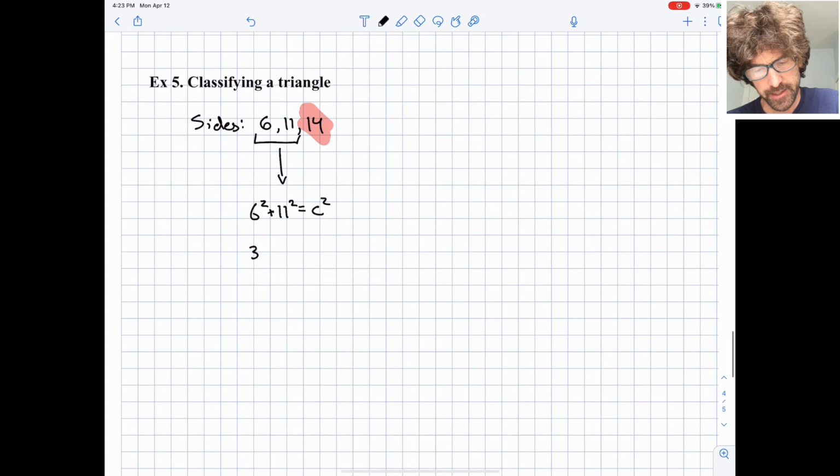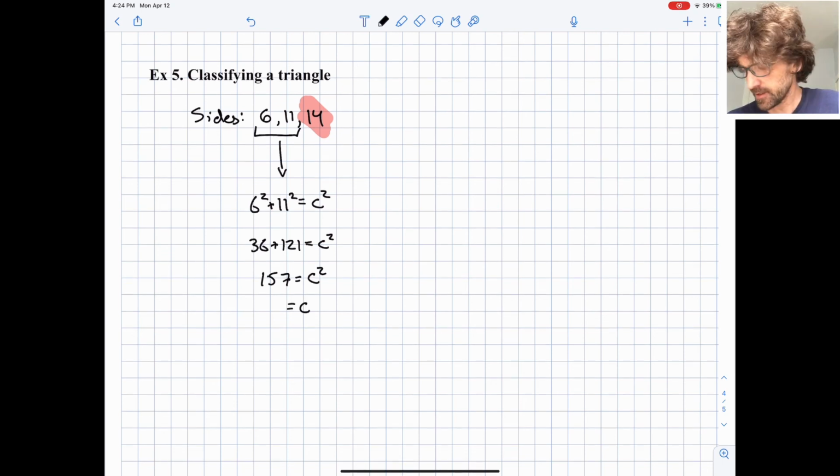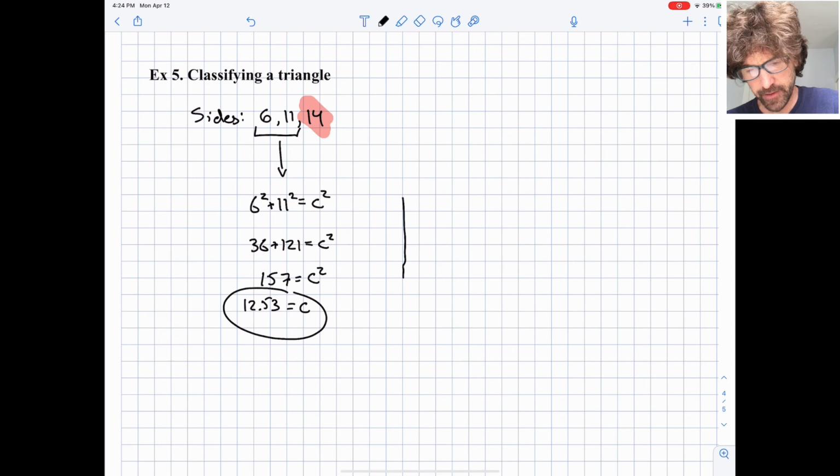We get 36 plus 121 is c squared. So that's 157 equals c squared. We'll square root both sides. And we get c is roughly equal to 12.53. So I'm going to draw a quick picture here, and I know I haven't even used the 14 yet, but we'll get there.